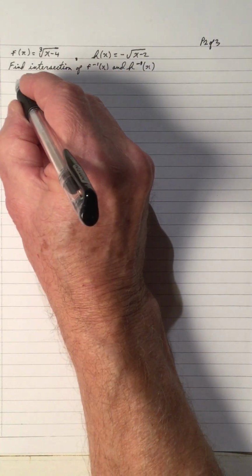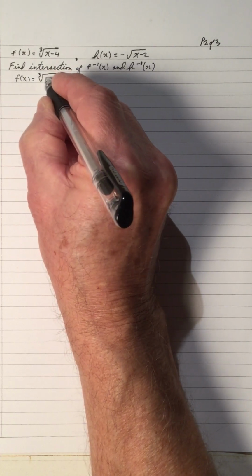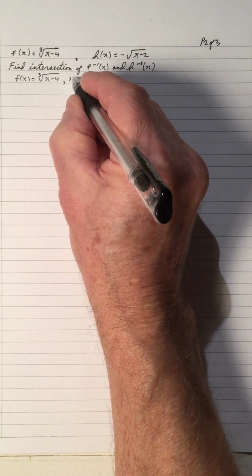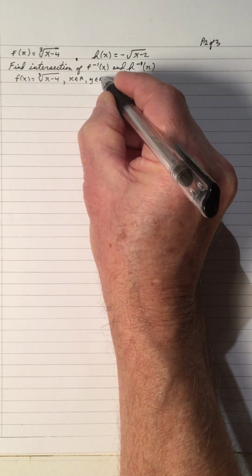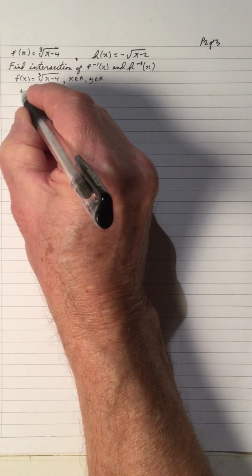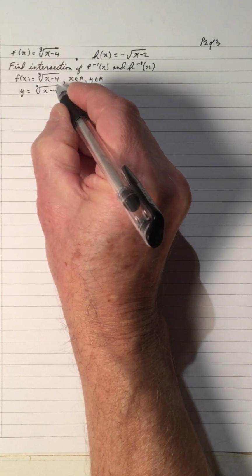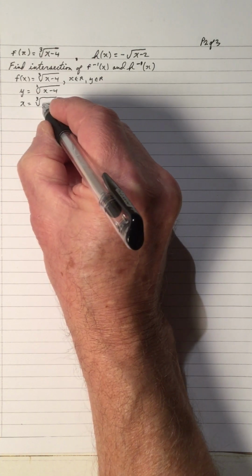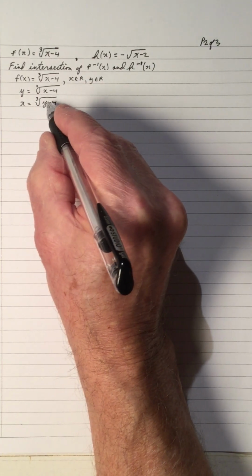So let's look at f of x is equal to the cube root of x minus 4. Because it's a cube root, x belongs to the real numbers, which is the domain, and y belongs to the real numbers, which is the range. So to find the inverse, I change the f of x to a y. Now I'll switch the y to an x and an x to a y because I'm reflecting in the line y equals x. Now I have to solve for y.